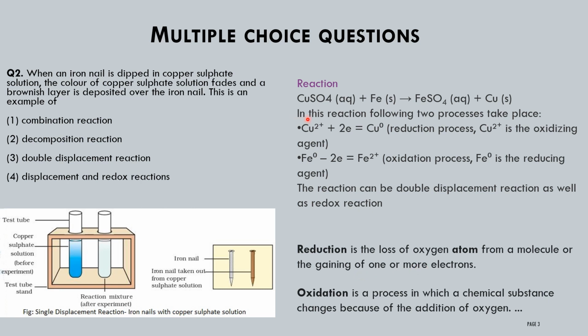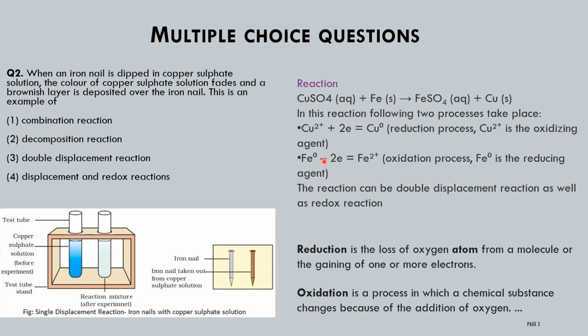Here you can observe copper loses oxygen. Therefore, this is a reduction reaction in one way. In another way, Cu2+ accepts 2 electrons, then you get copper. So reduction is nothing but loss of oxygen or gain of electrons. Here you can identify both. Copper loses the oxygen, and it also receives the electrons.